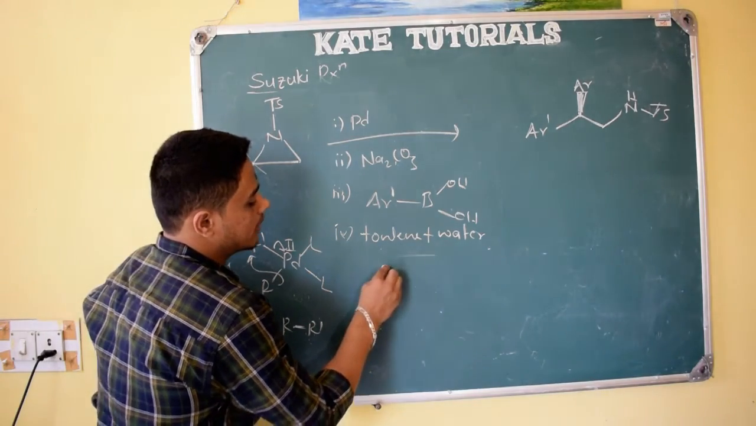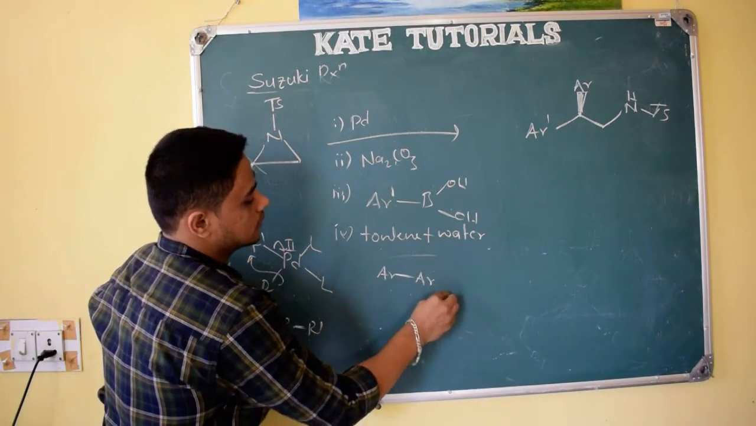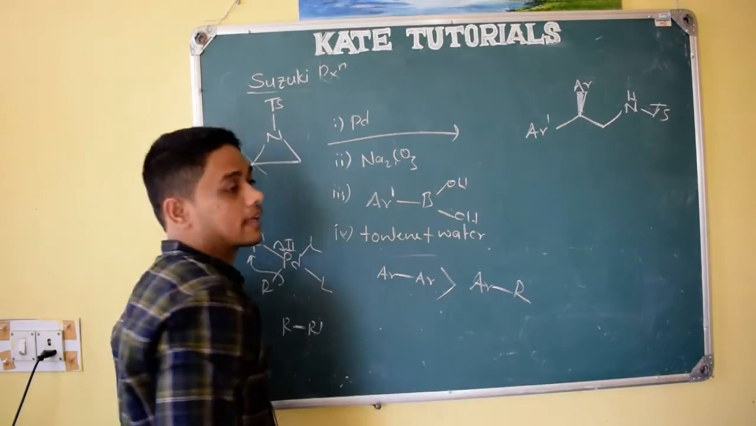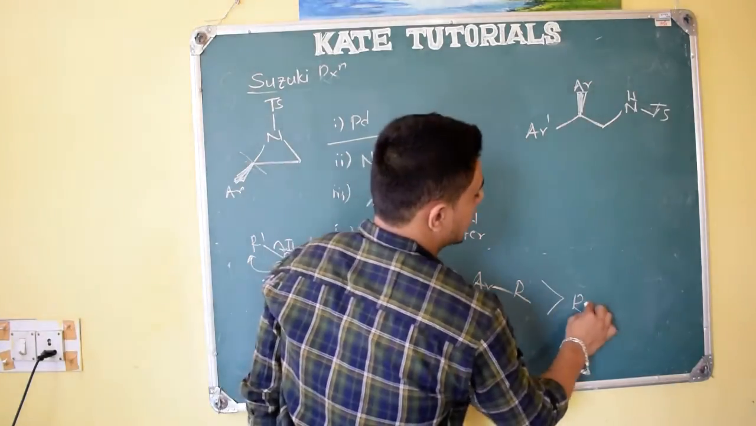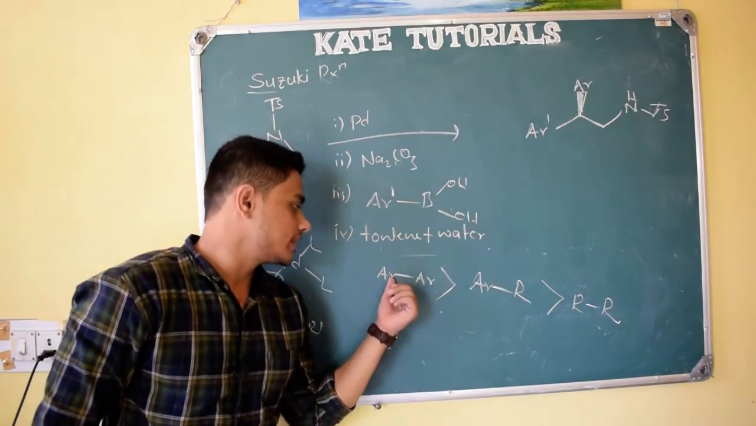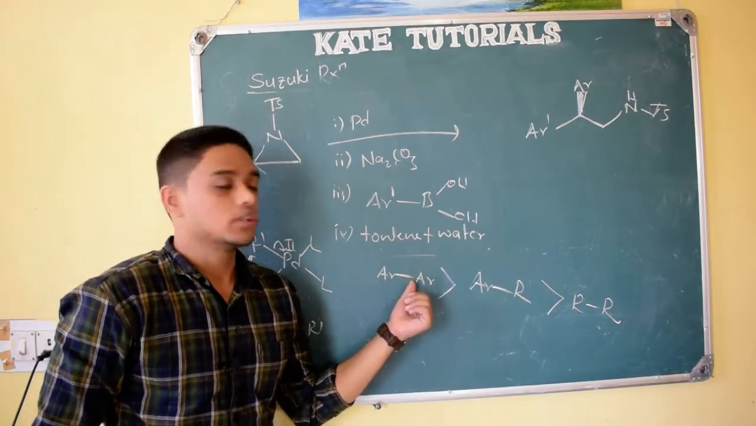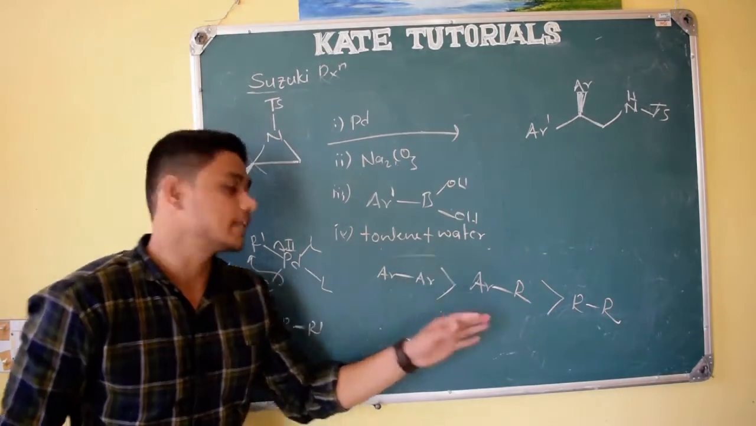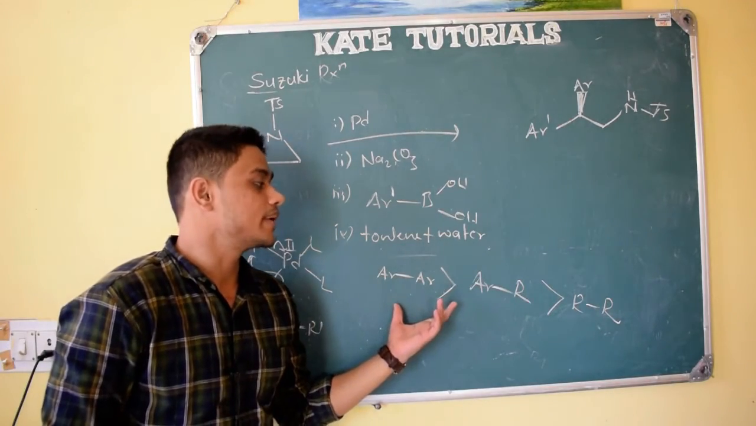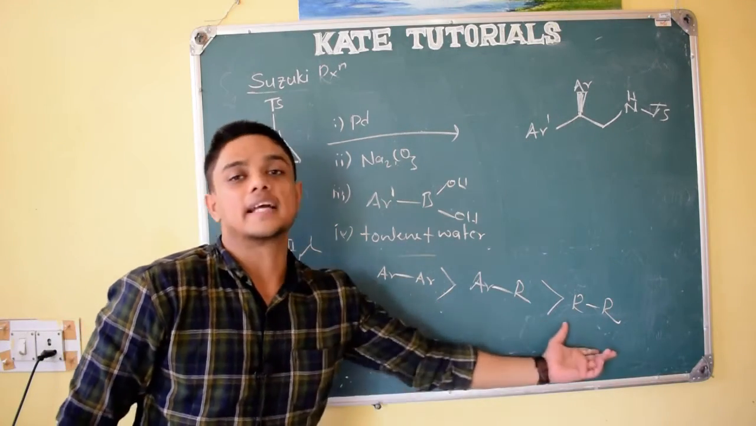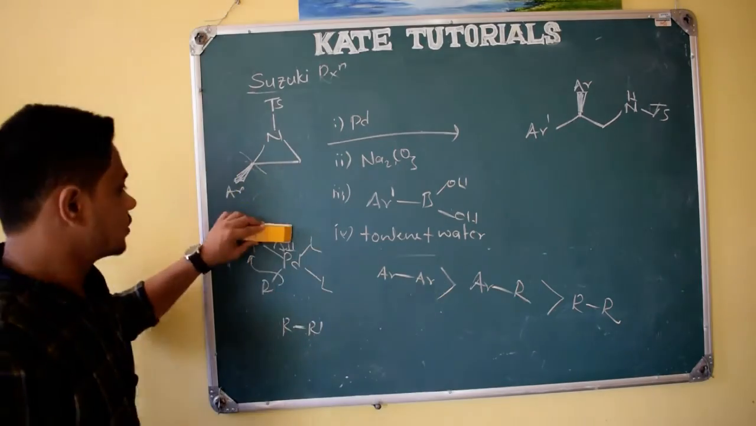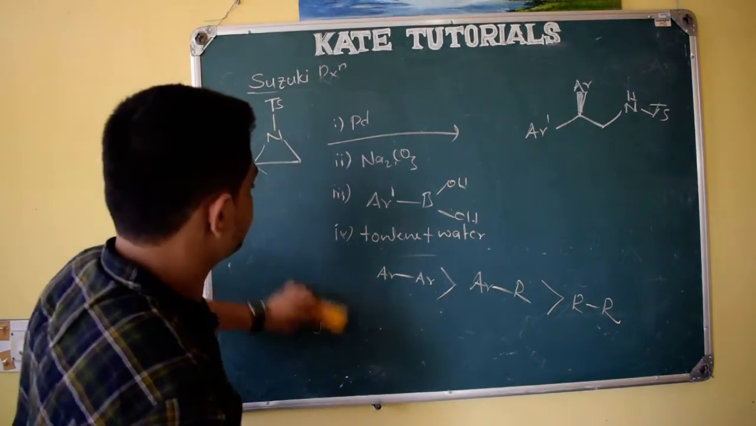For example, aromatic and aromatic. Next, aromatic and sp3 alkyl. Least is alkyl and alkyl. Why is this? Because the bond between these two will be very strong. The stronger the bond, the greater the reductive elimination step. Like this, you remember. So for reductive elimination, the order will be like this: Ar–Ar, Ar–R, and R–R. So these things you need to remember.